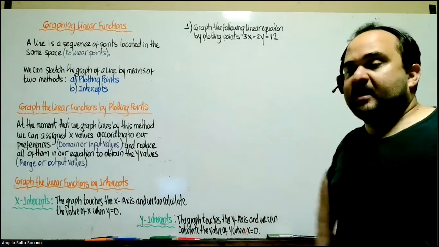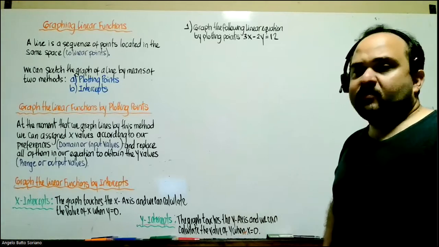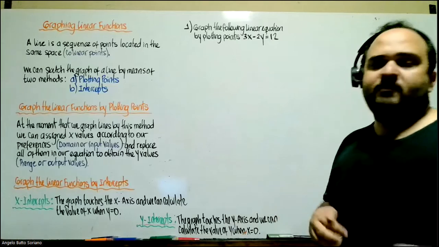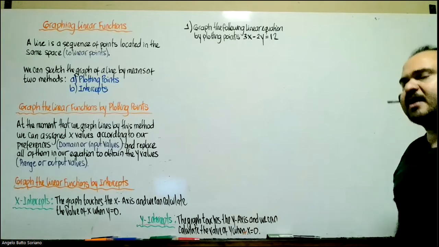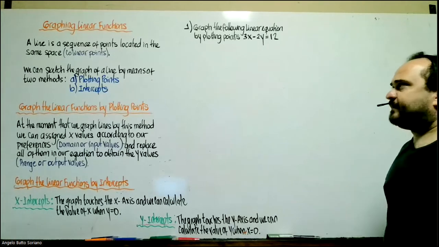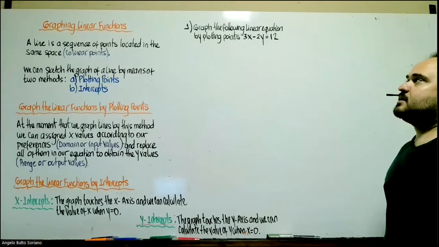I mean the vertical line, and how are we going to calculate that? Replace the value of x with 0 and calculate the value of y. Let's see what happens. Let's try to sketch a graph using one single example.